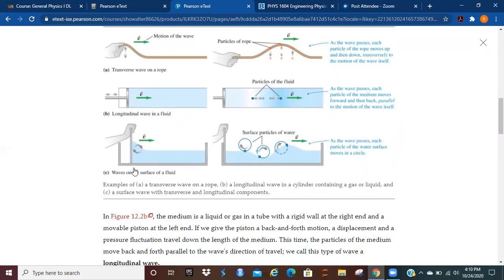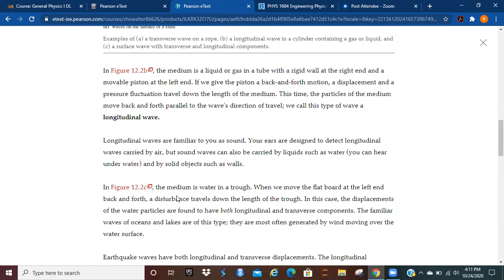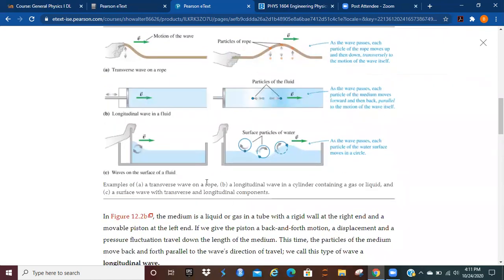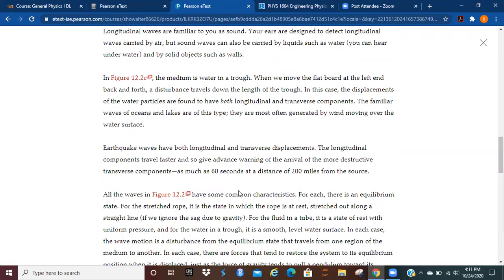So in this figure right here, the medium is water in a trough. When we move the flat board at the end back and forth, the disturbance travels down the length of the trough. In this case, the displacements of the water particles are found to have both longitudinal as well as transverse components. And these are the familiar waves of oceans and lakes. They're most often generated by wind moving over the water's surface.